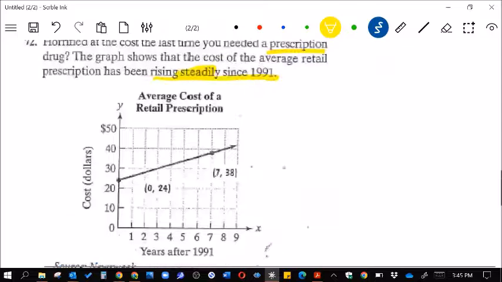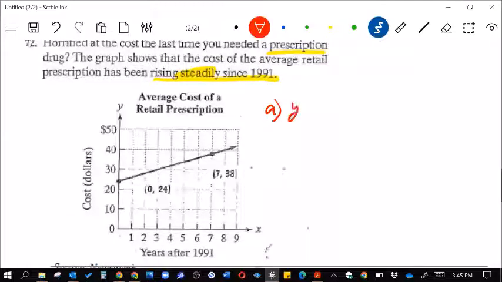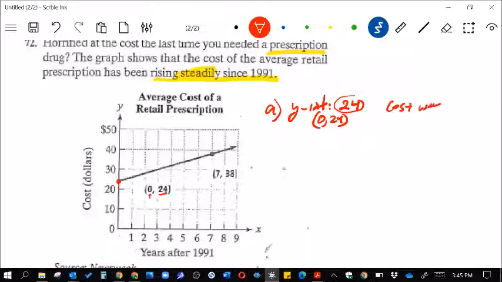Let's first think y-intercept. So A, the y-intercept looks like it's about 24. If the x is 0, then it's on this line, and that means the y-intercept is 24, or it can be written as the point (0, 24). But the number itself, 24, means the cost was $24 in 1991.